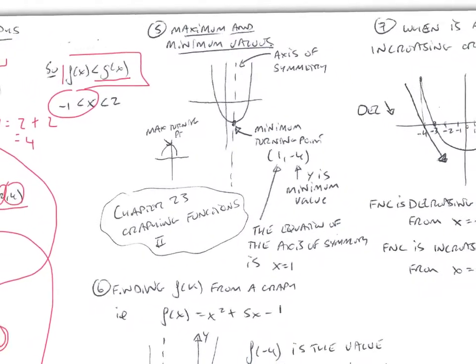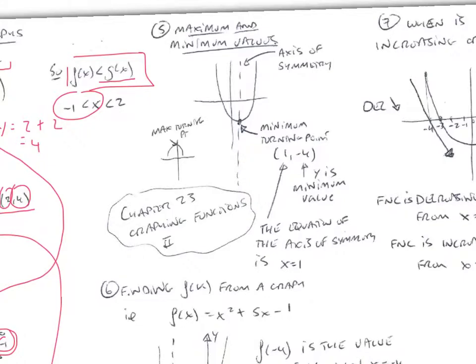Now let's look at maximum and minimum values. Let's say we have a function that generates a parabola like this. This is our axis of symmetry here, and this point at the bottom of the parabola is known as the minimum turning point. Let's say that the coordinates of that minimum turning point were x equals 1 and y equals minus 4. Well, the minus 4 is the minimum value. y equals minus 4 at that minimum turning point.